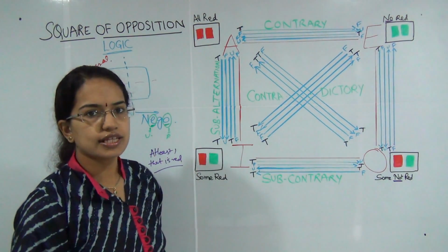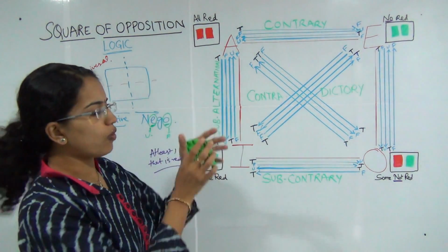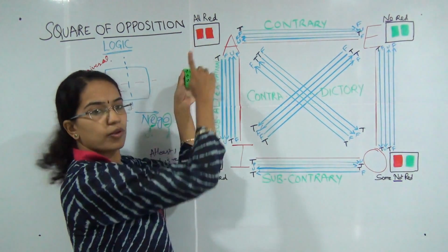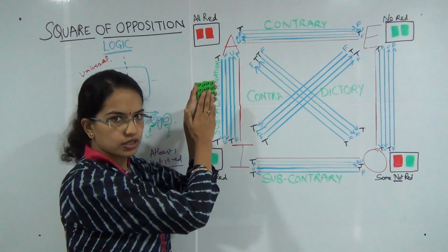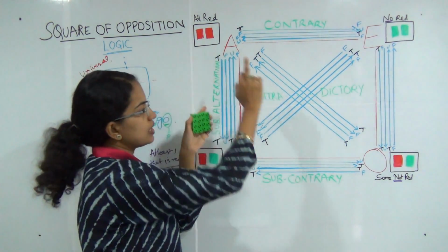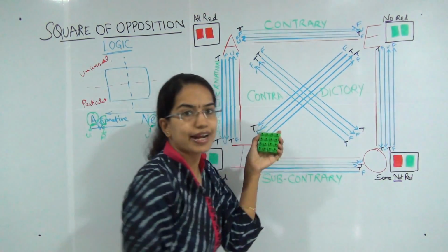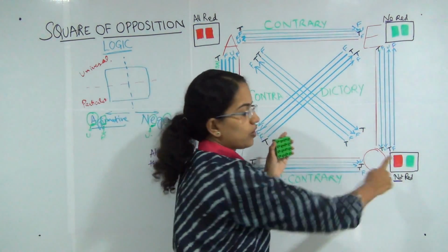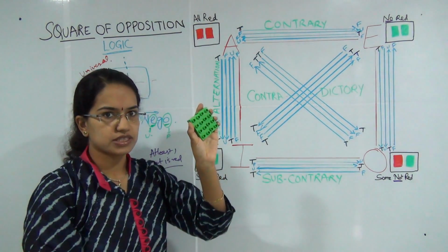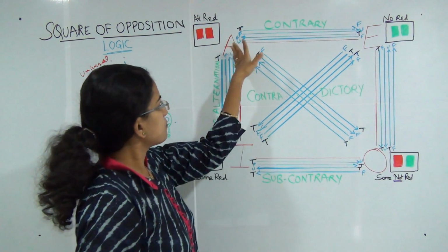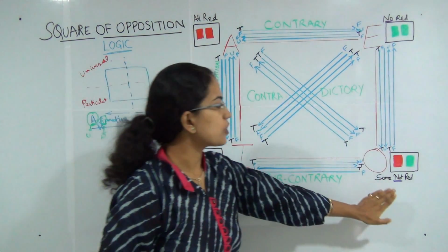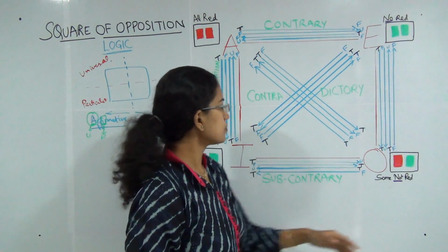So if I am saying all blocks are red, that means some blocks are not red is a false statement. On the other hand, if I make it false and say all blocks are not red, that means all blocks are green in color, then this automatically becomes true, because some blocks are not red is correct. There is one block which is green. So if this becomes false, this automatically becomes true.